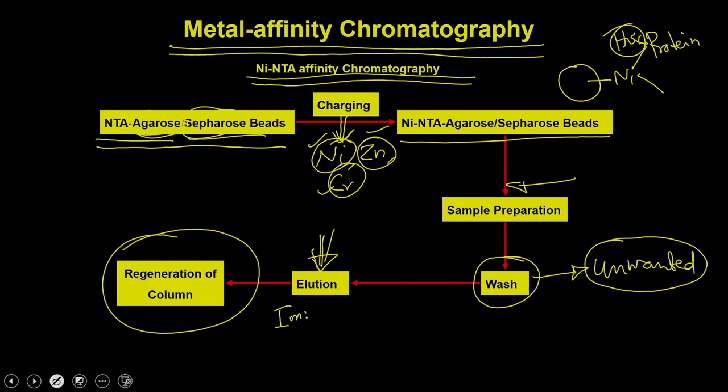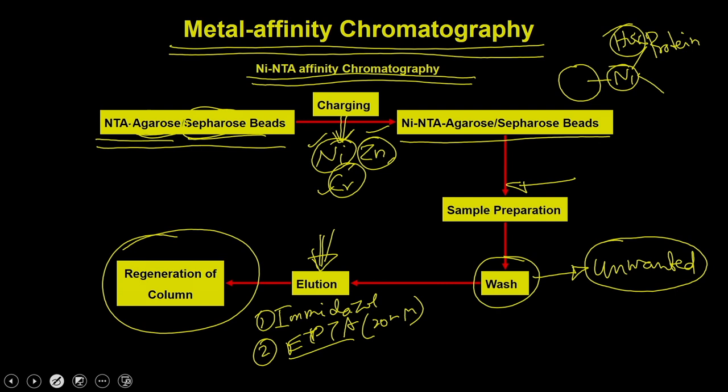simply use imidazole, and if you use different concentrations of imidazole, you will be able to elute the proteins from the column. Apart from imidazole, you can also use EDTA, because the metal is bound to the matrix by coordinate linkages. There is no covalent linkage of the nickel to the matrix. So if you add a small quantity of EDTA, for example 20 millimolar EDTA, you are going to remove the metal from the matrix.